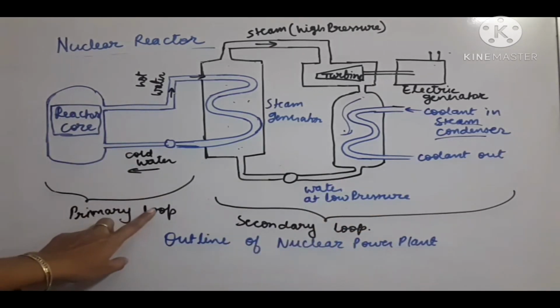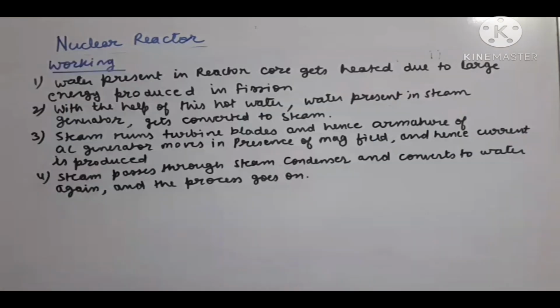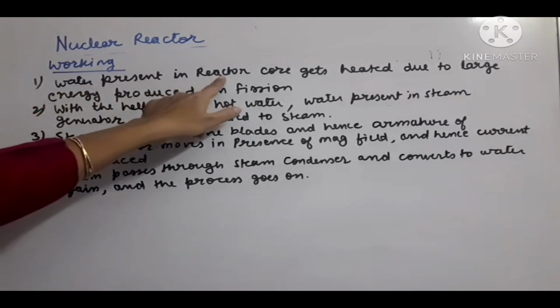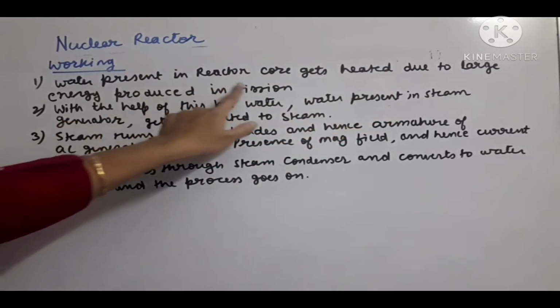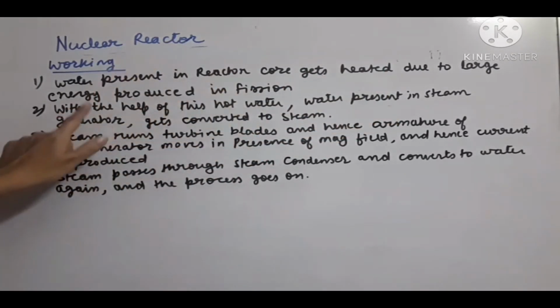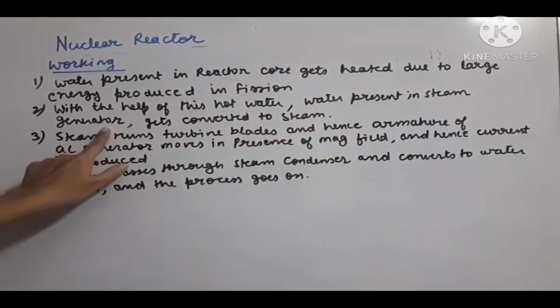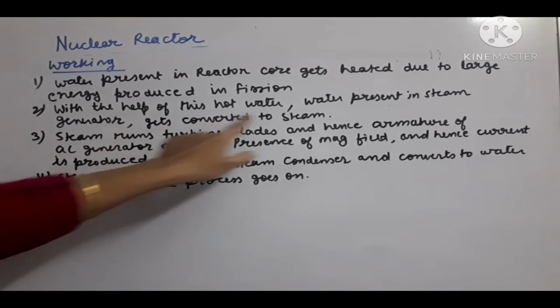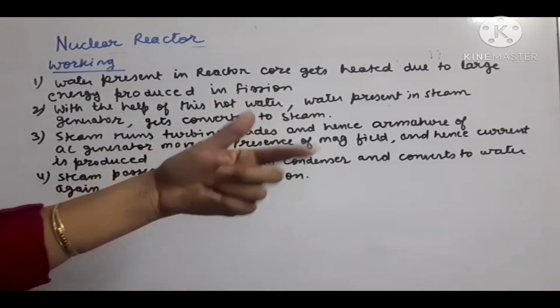Now write the working steps of this reactor in the next sheet. Draw the diagram. Let us see the working steps of the reactor once again. Water present in the reactor core gets heated due to the large energy produced in fission. Then with the help of this hot water, the water present in the steam generator gets converted to steam. Now why did we make steam? Steam to run the blades of the turbine.